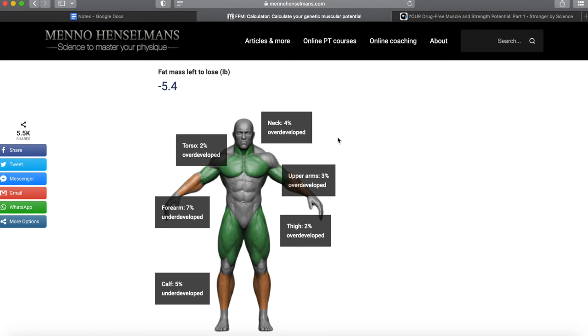Either way, yeah, arms overdeveloped. That's kind of crazy. I'm pretty proud of having the arms overdeveloped in whatever context this is in. Just goes to show how much control you do have over your training in a muscle that was a weak spot for me for so long. Torso 2% overdeveloped. That's pretty good. I'm fine with that. Forearms 7% underdeveloped.